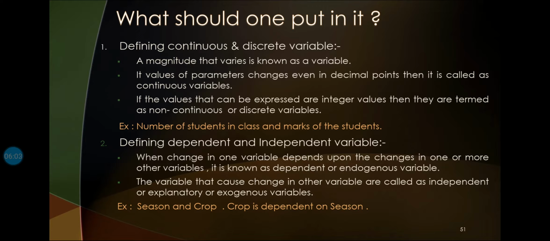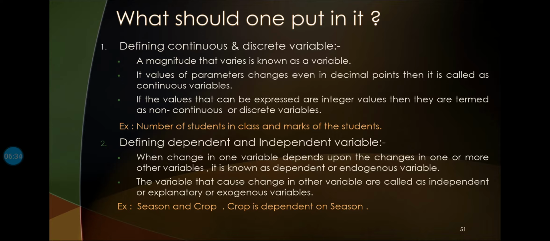When change in one variable depends upon the change in one or more other variable, it is known as dependent variable. Say, the time required for traveling depends upon speed. So, traveling time is dependent variable, whereas speed is independent variable. The variable that causes change in other variables is called as independent variable.